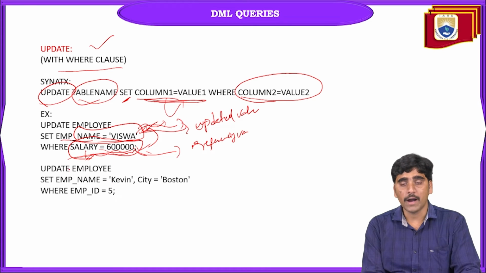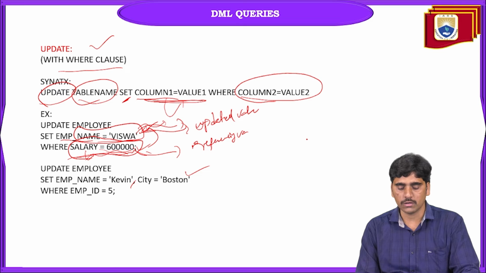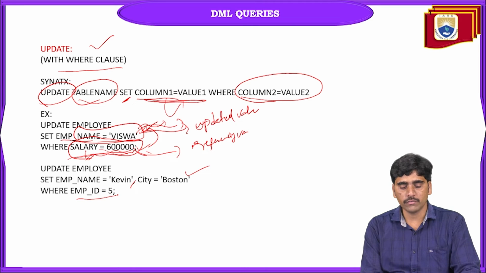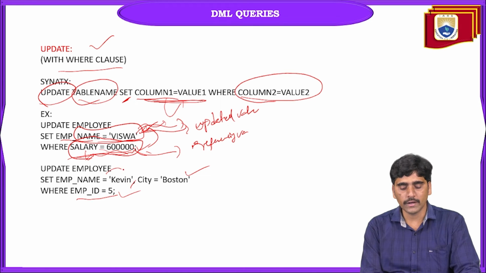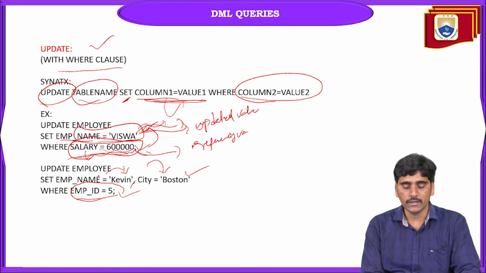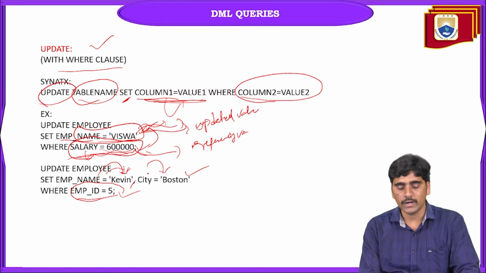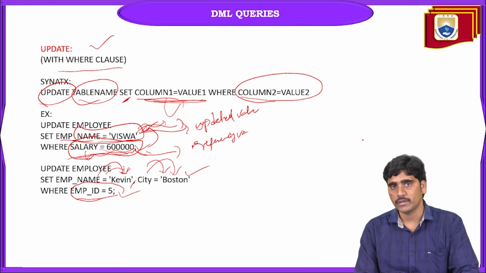Similarly, you can see here: update employee, set employee name equals to Kelvin, comma city equals to Boston, where employee ID equals to 5. In the table, where the column employee ID is 5, I need to update their name as Kelvin and their city as Boston. In the same way, I can update two values simultaneously also.